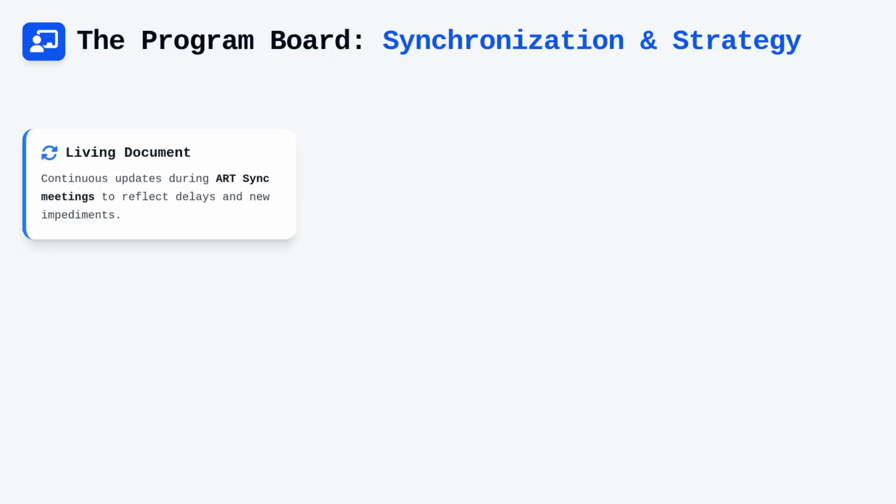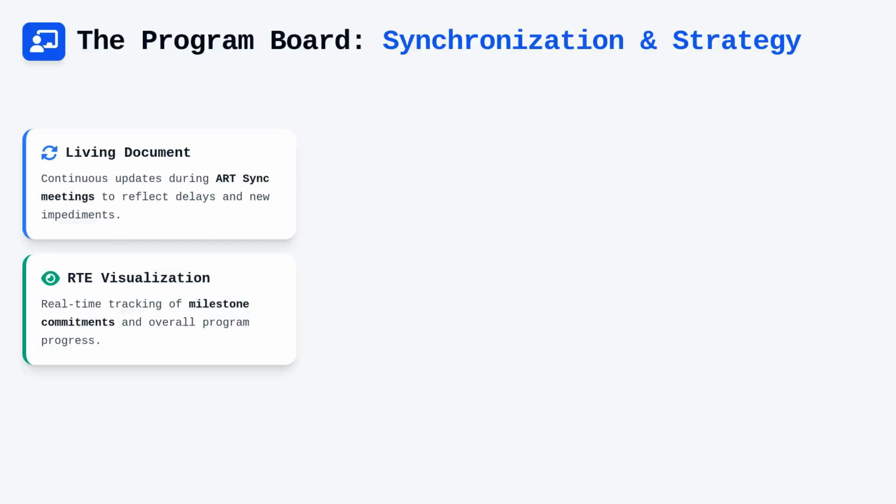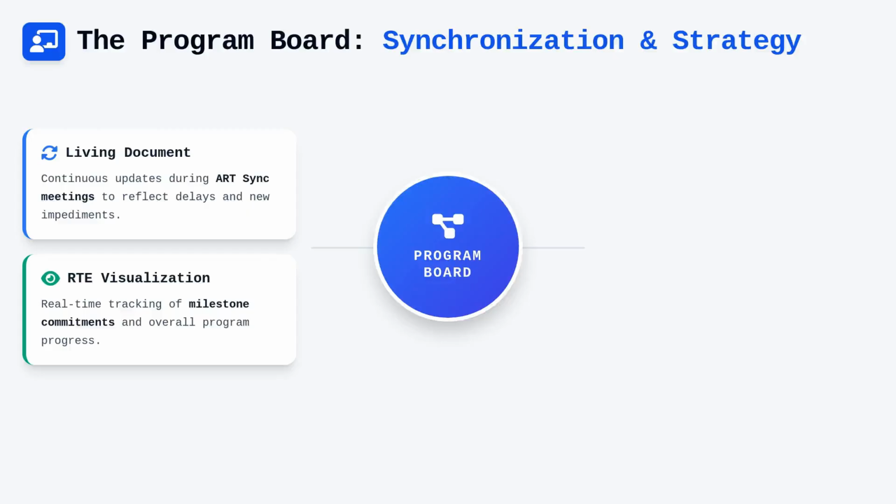Beyond simple dependencies, the program board serves as a vital synchronization tool during the frequent ART sync meetings held throughout the program increment. It must serve as a living document, meaning that teams update the board as they encounter delays or discover new impediments during their sprint execution. The release train engineer relies on this visualization to track progress, as it facilitates a real-time view of whether the program will meet its milestone commitments.